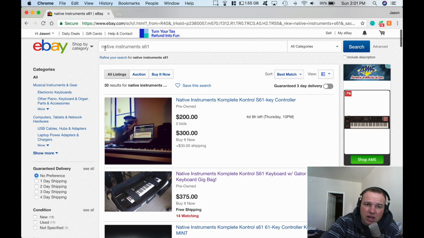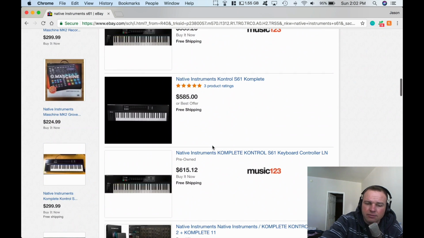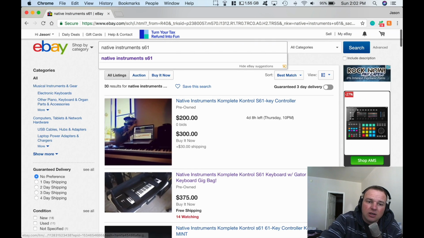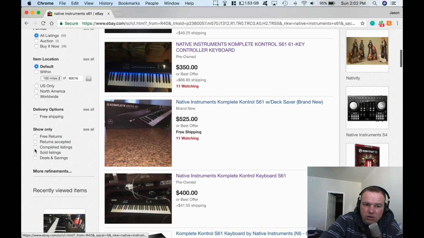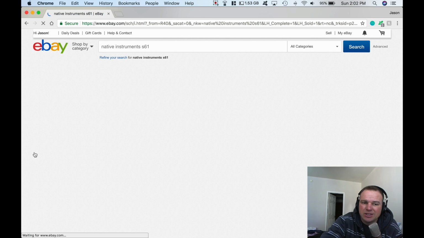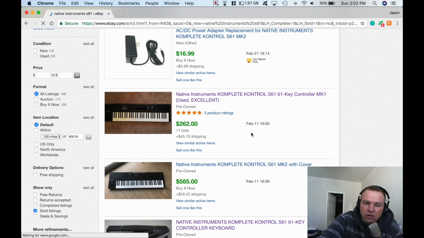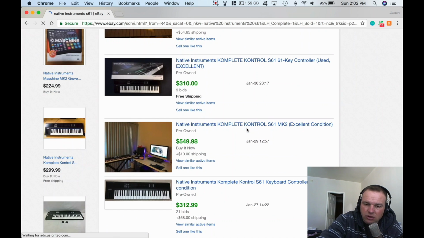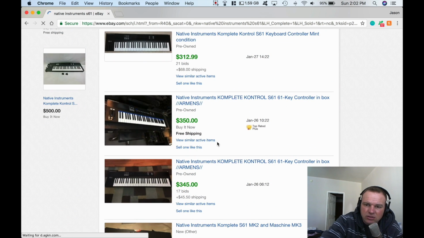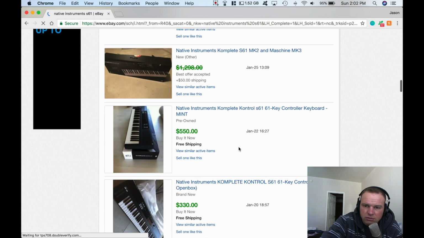What I discovered is that after you do the search, you're going to get all of the active listings on eBay, and you can scroll down, and on the left hand side at the bottom there is a sold listings button. I click on that, and this is going to show me all of the S61s that have been sold on eBay in recent history. You can see the dates, this is February 20-something, so these are relatively recent.